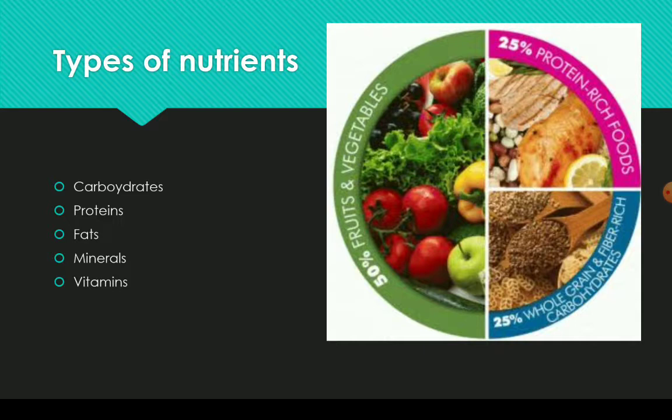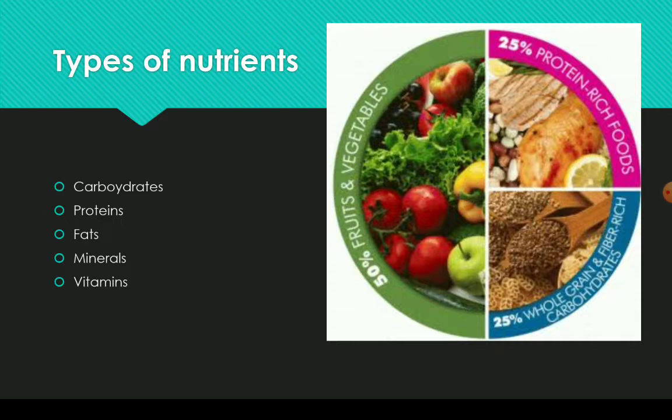As you can see in the slide, I have given the types of nutrients. I have listed carbohydrate, protein, fat, mineral, and vitamin. So, what do these types of nutrients do? Carbohydrates like rice, potato, and sugarcane provide us with energy to do work. Proteins like meat, egg, and milk provide the body with building material to grow. It provides the body with material so that it can make muscles.